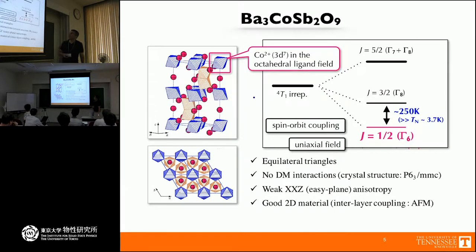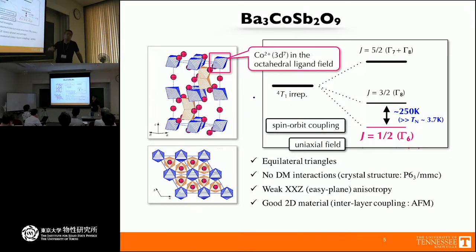So the material, as I said, comprises cobalt ions that are in a d7 configuration. That means there are 7 electrons in the d shell. And effectively then, there are 5 electrons in the t2g orbital. That means one hole. The hole has spin 1/2. The effective orbital angular momentum is 1, right? Because it's one hole in the t2g orbitals. And the coupling between angular momentum and spin is antiferromagnetic. So you end up with a ground state doublet, J equals 1/2, and then a J equals 3/2 excited multiplet with an energy of 250 Kelvin.